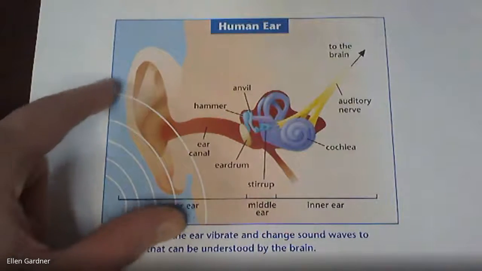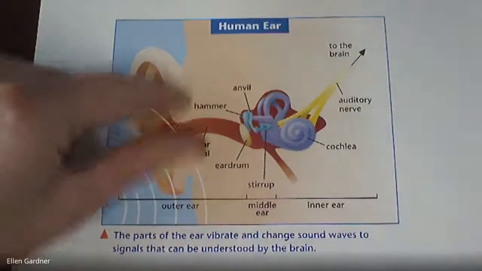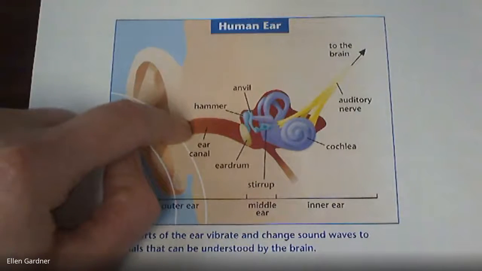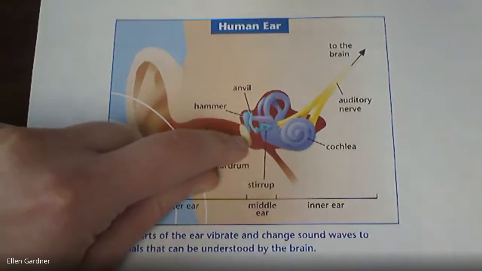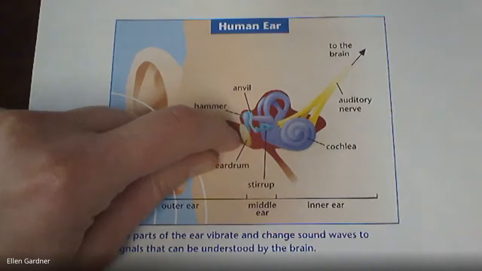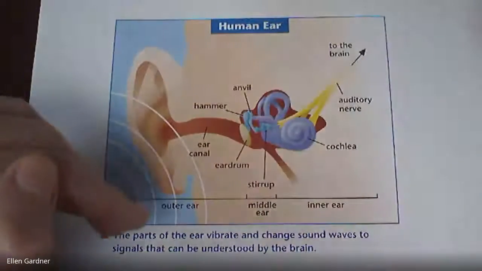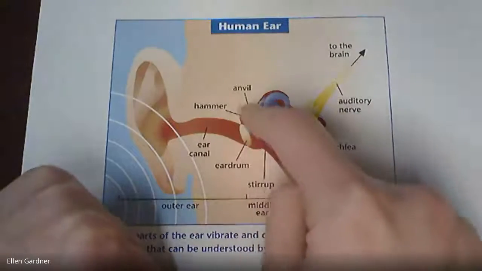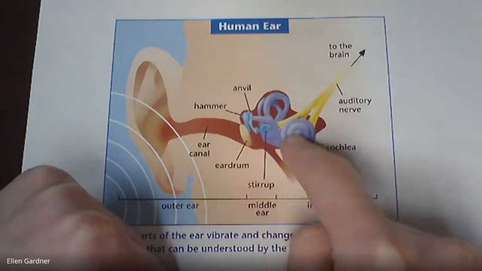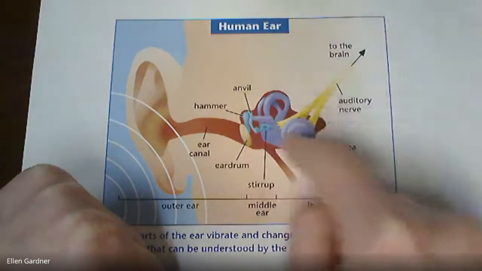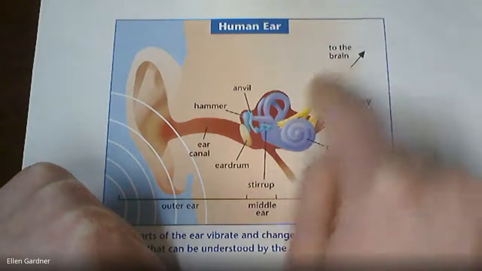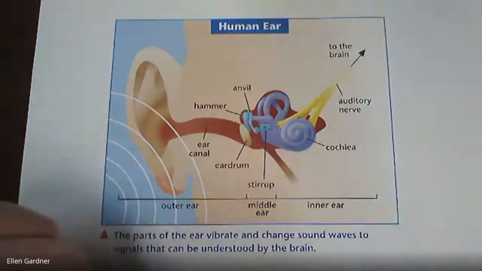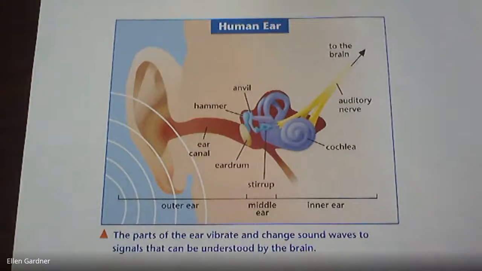So sound waves are captured by this funnel shape of our outer ear, travel through the ear canal, boom, vibrate against the eardrum, and then that is a wave passed on to the hammer, anvil, and stirrup as they vibrate. And then right here, we're able to have the sounds transferred into a signal, a nerve signal to go to the brain. Very fascinating.